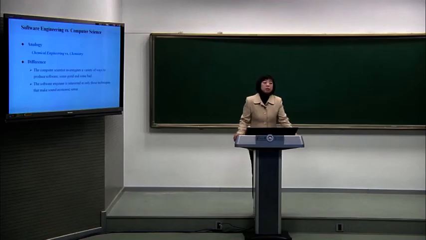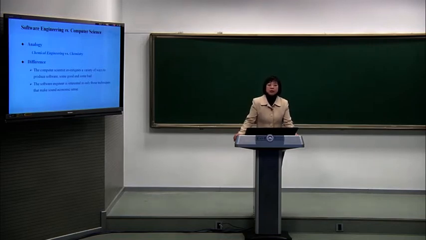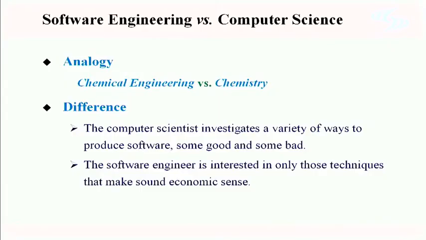It's just the same between software engineering and computer science. A computer scientist investigates a variety of ways to produce software, some good and some bad. He just tries to find out as many ways as possible. Software engineering is interested only in those techniques that make sound economic sense, that is, the way that can make the most money. So you can see the difference between science and engineering, right?